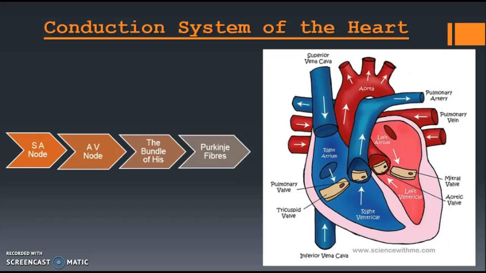So the cardiac conduction system is a group of specialised cardiac muscle cells in the wall of the heart that sends signals to the heart muscle which causes it to contract.